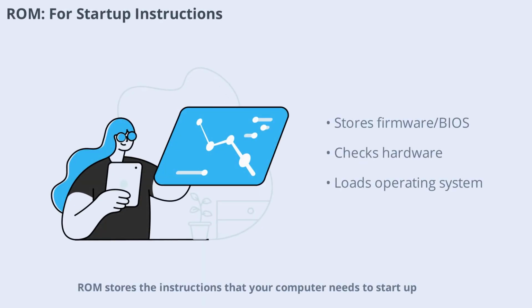ROM stores the instructions that your computer needs to start up. These instructions are called firmware or BIOS. When you turn on your computer, the CPU reads these instructions from ROM to check the hardware and load the operating system. This process happens every time you power up your computer.